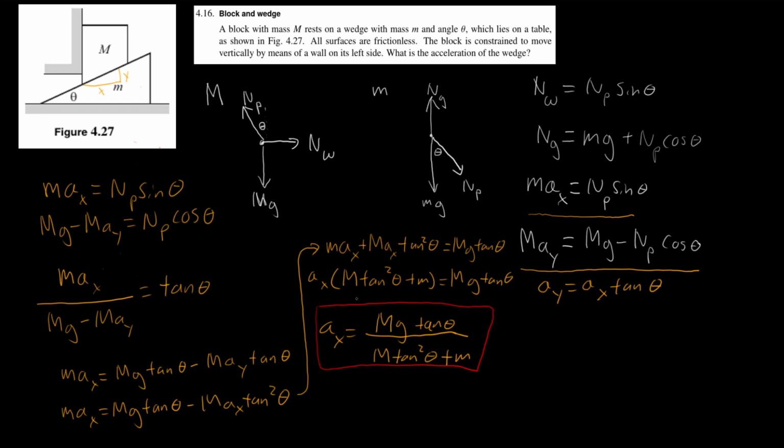Now, the textbook actually gives it in a different format. The textbook shows ax is equal to Mg sine theta cosine theta divided by M sine squared of theta plus little m cosine squared of theta. And through some trigonometry, you can show that these two are actually identical. But anyways, this is our final answer. And that is how you solve this problem, block and wedge 4.16. Thank you.